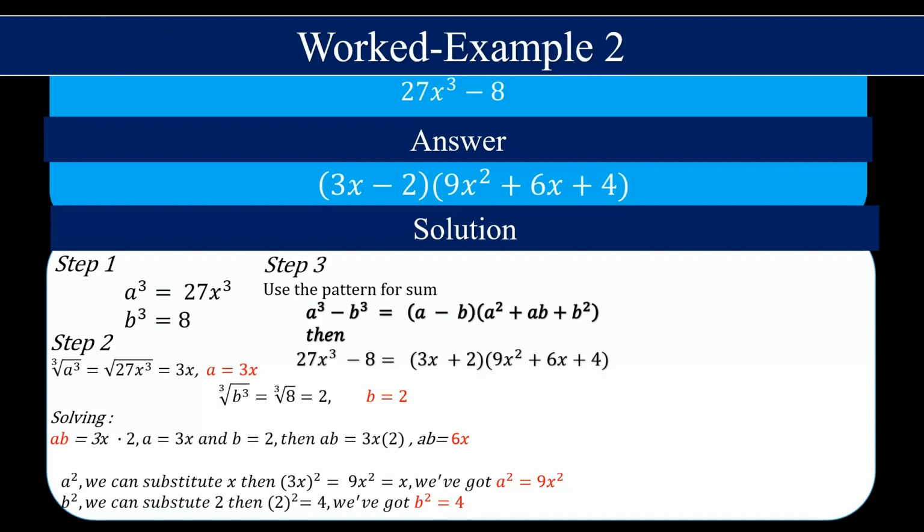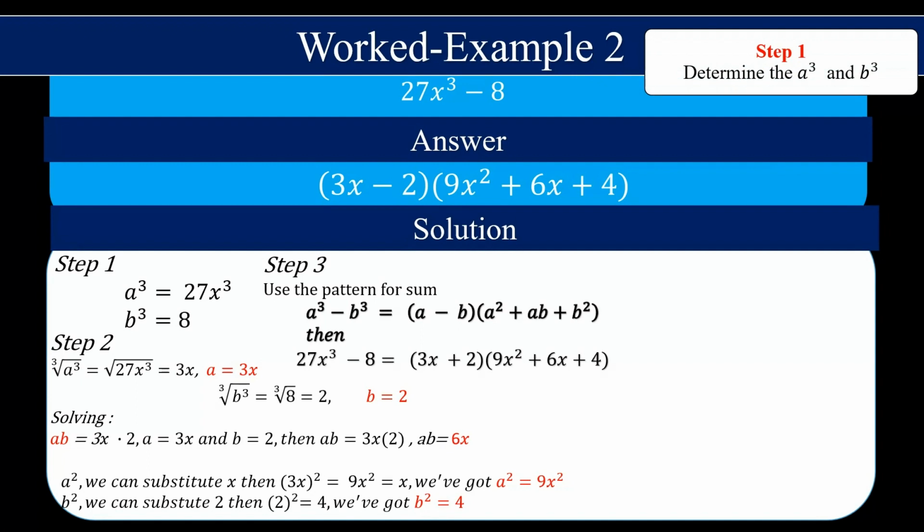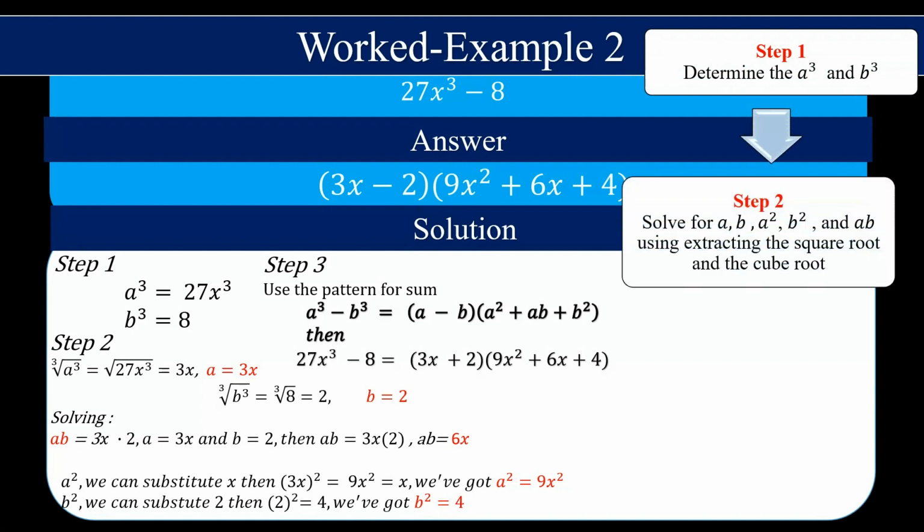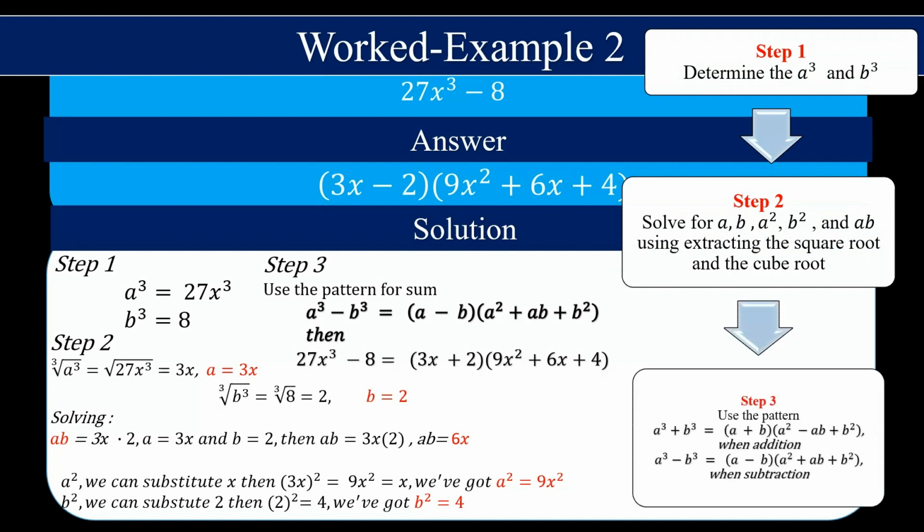Again, I will just dictate the procedure. Step 1, determine A cube and B cube. Step number 2, solve for A, B, A cube, B cube, and AB. Then step number 3 is all about the pattern. What I want is for you not to go around in circles, because this is the most common error in these problems.